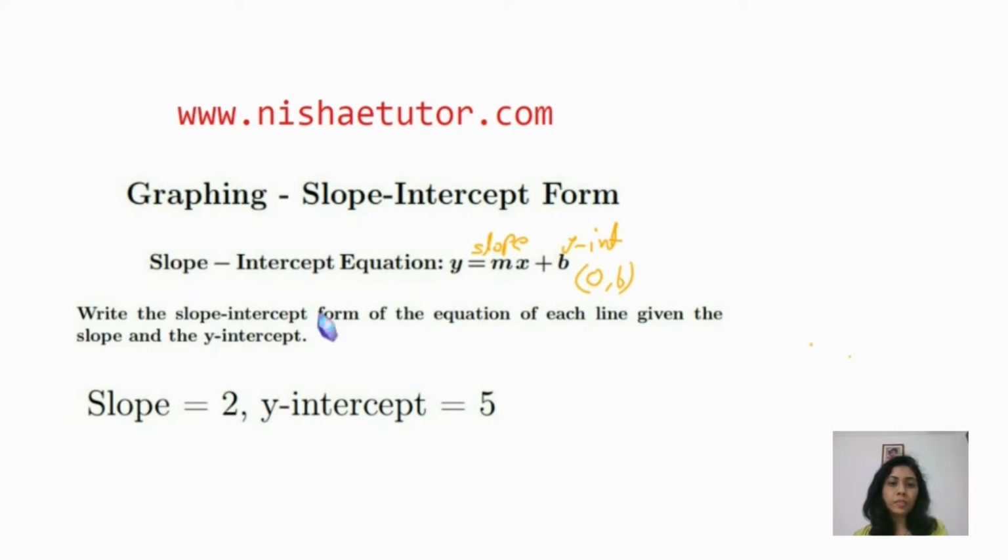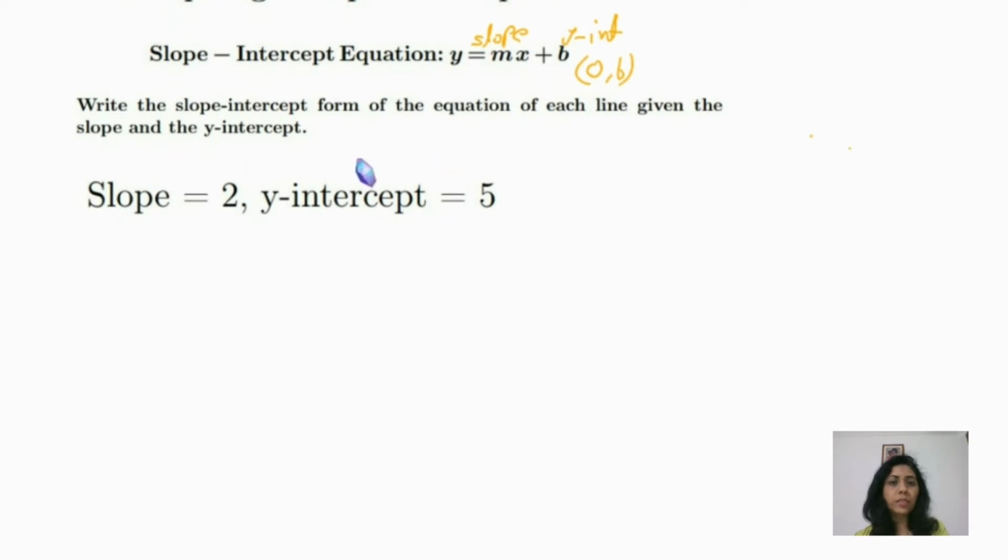Write the slope-intercept form of the equation of each line given the slope and the y-intercept. If you know the slope and y-intercept, you can easily write the line equation: y = mx + b. Here, what is given? The slope, which is 2, and the y-intercept, b value 5. And this is the answer, just one line.